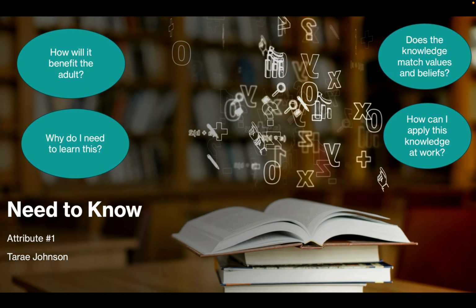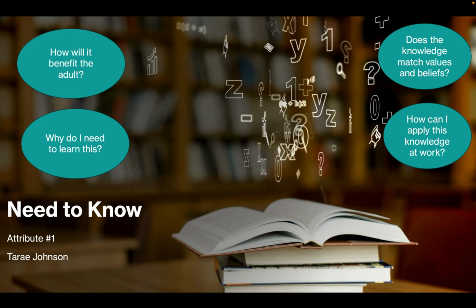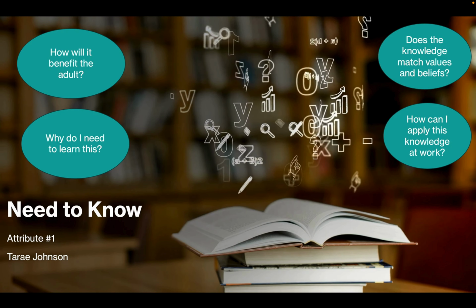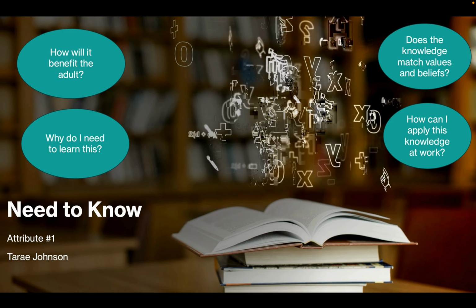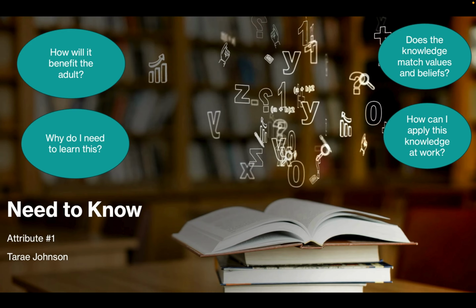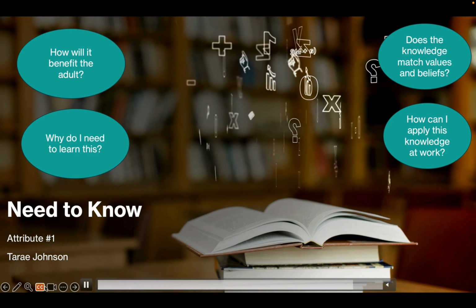I chose a library background with books and floating letters to symbolize knowledge, curiosity, and ideas coming to life. This attribute reminds me that adults are more motivated when they clearly understand the purpose behind learning. In practice, I would apply this by always explaining the why before introducing new content.